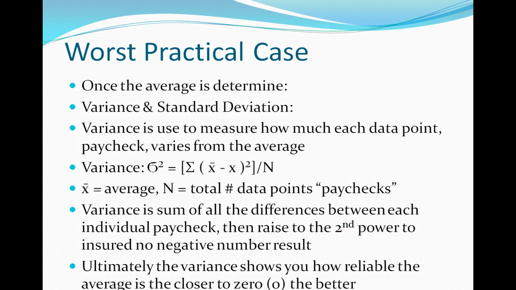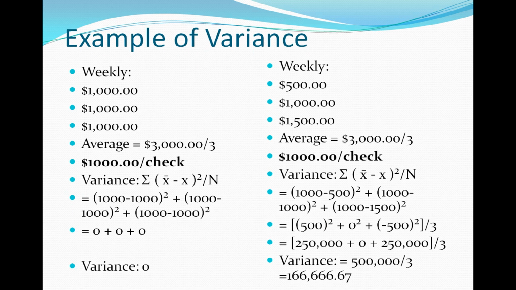Where X bar, the X with a line on top of it, is the average. The big N is the total number of data points, i.e. paychecks, and X is each individual paycheck. Now, ultimately, the closer to zero the variance is, the more reliable your average is. This has a lot of different things. It is also going to depend on the fluctuation and the total number of data points that you have. But I'm going to give you an example.